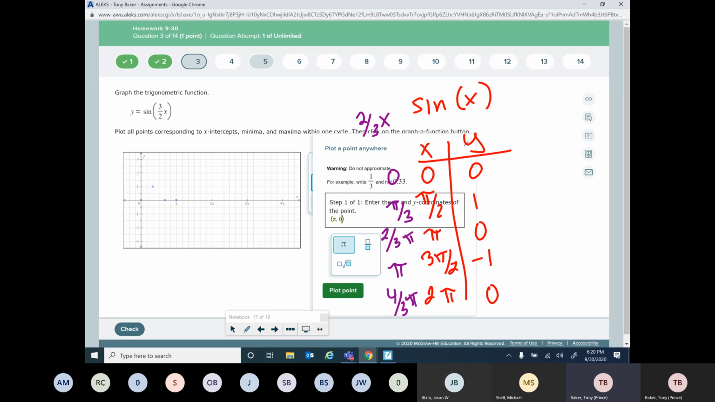We got 2/3 because it was the inverse of what they told me inside. So they got the 3 over 2 in the inside. So I'm doing the 2 over 3 because that would be the opposite of what they're doing.